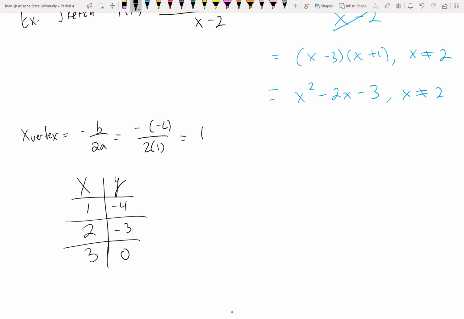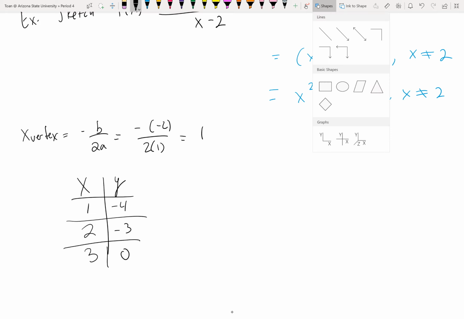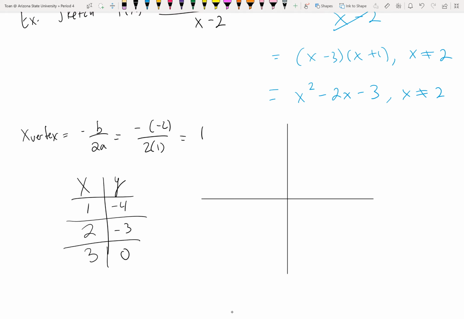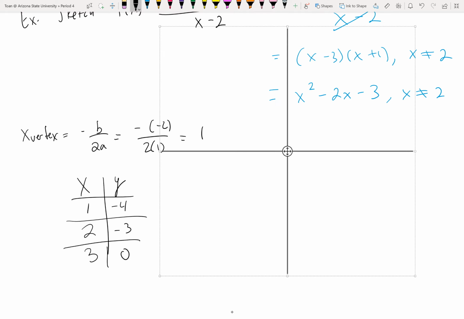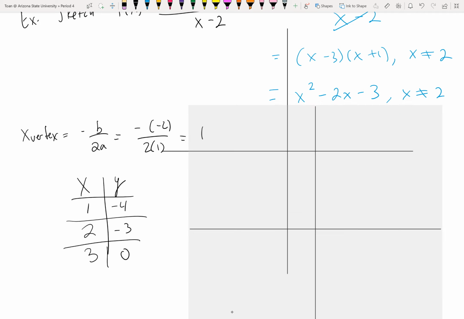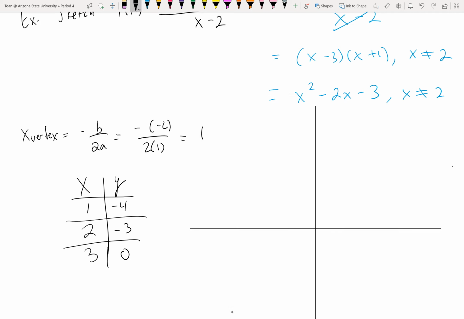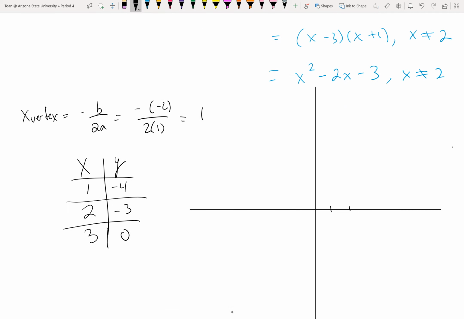So go ahead and make your coordinate grid. The numbers seem reasonable, pretty small, so I don't think I have to go too crazy here. So 1, 2, 3, 4, 5, 6 on each axis. And then just plot them. 1 comma negative 4. 2 comma negative.